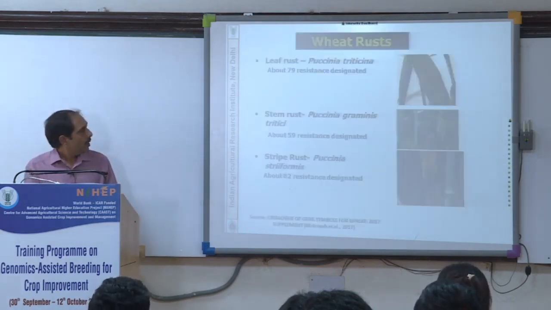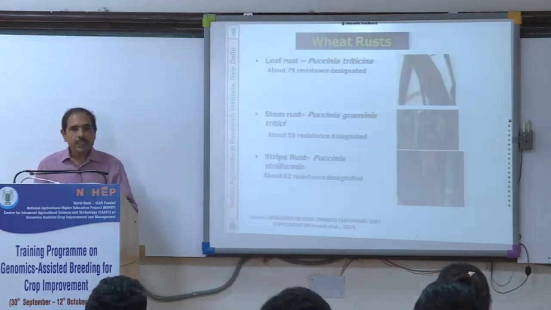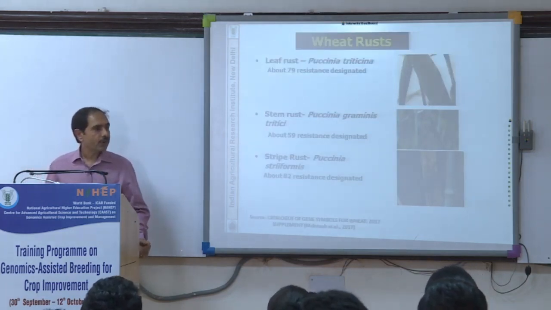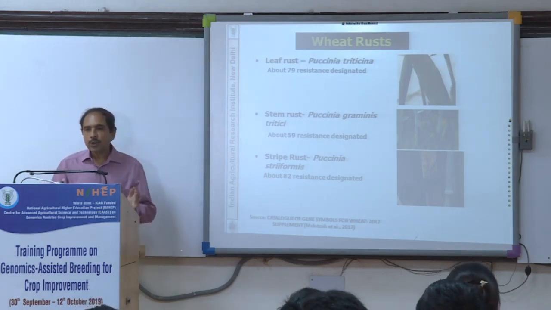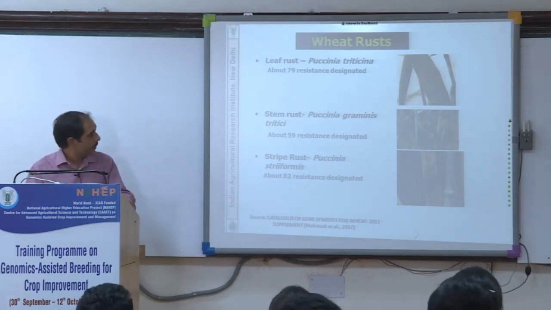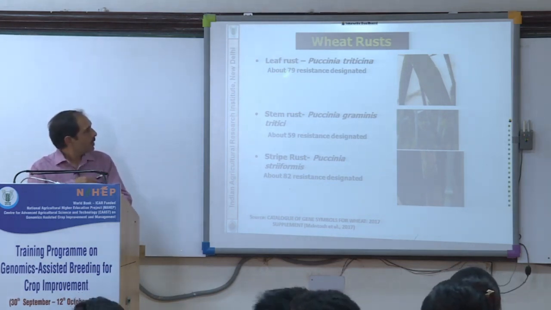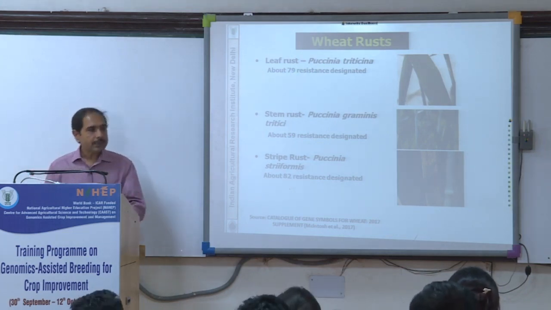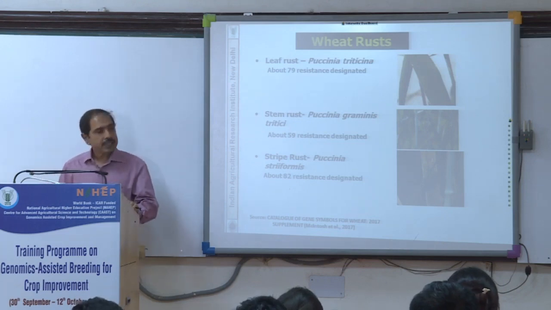Now, first I will come to wheat rust, because this is the major disease in India, and we have been working for quite some time on wheat rust. I will use wheat rust to explain the methodology of breeding, how we can make use of markers in breeding. When we talk about rust, there are three kinds of rust: leaf rust, caused by Puccinia triticina, then stem rust, and then stripe rust. All these three rusts are present in India.